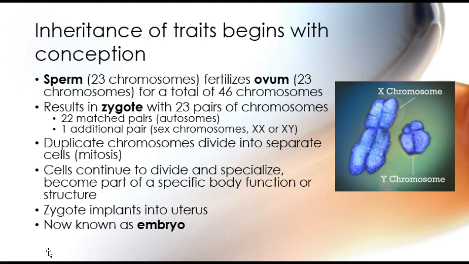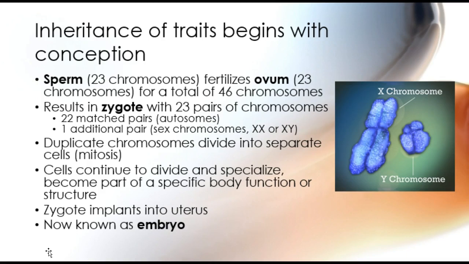After about 2 weeks, the mass of duplicated cells of the zygote migrates down the mother's fallopian tube into the uterine lining and implants itself by attaching itself to that uterine lining in order to grow and develop. The zygote is now called an embryo.